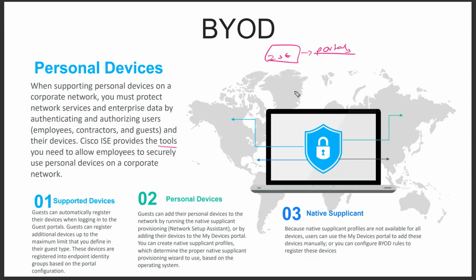Now coming to the native support, this is for older operating systems that ISE does not support directly. When you provision the native supplicants, the supplicant makes sure the right ISE certificate is imported into that laptop or PC, and that the communication is secure between ISE and the enterprise network.